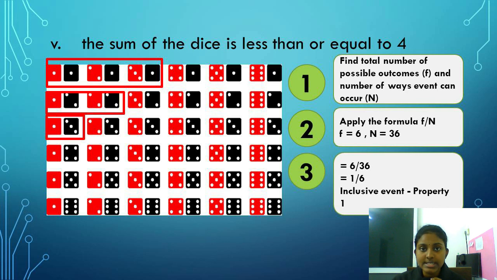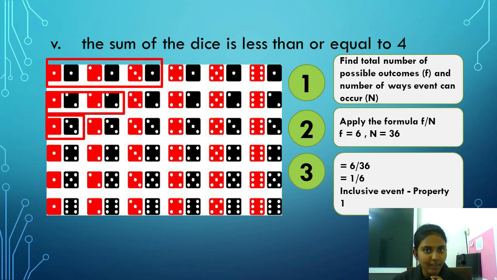Now the third step is we apply the formula f over n and calculate. 6 over 36 equals 1 over 6. This is an inclusive event too, which is property 1 in basic properties of probabilities, which means the probability of an event can occur is between 0 and 1.